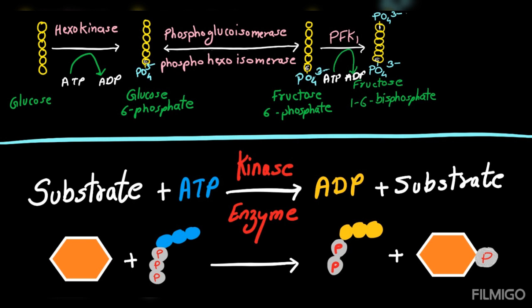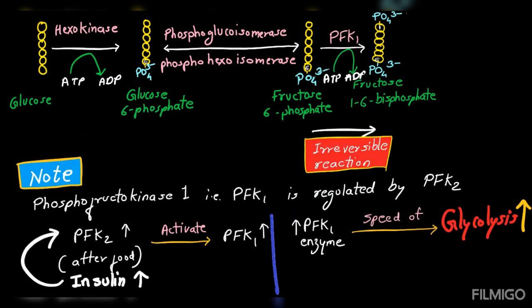Here the enzyme PFK1 is used, and the action of PFK1 is regulated by the enzyme PFK2 and the hormone insulin. So what is this PFK2? PFK2 stands for the enzyme phosphofructokinase 2. As the name suggests, it adds a phosphate molecule to the second carbon atom instead of the first carbon atom. But adding a phosphate group at the second carbon will not help in the process of glycolysis. But a high level of PFK2 product will activate PFK1.